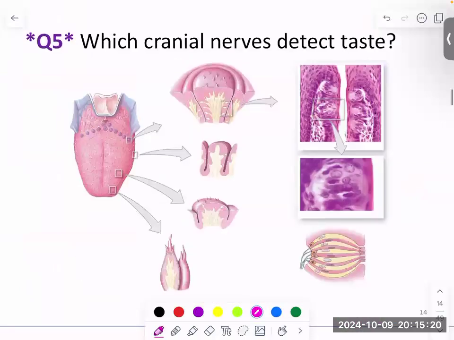Taste. Let's stop here. Tell me which ones detect taste. All right. Cranial nerve, which one detects taste? Cranial nerve 9. Which one's cranial nerve 9? Glossopharyngeal. Cranial nerve number 7 is which one? Facial. Both of those are responsible for your taste of food.